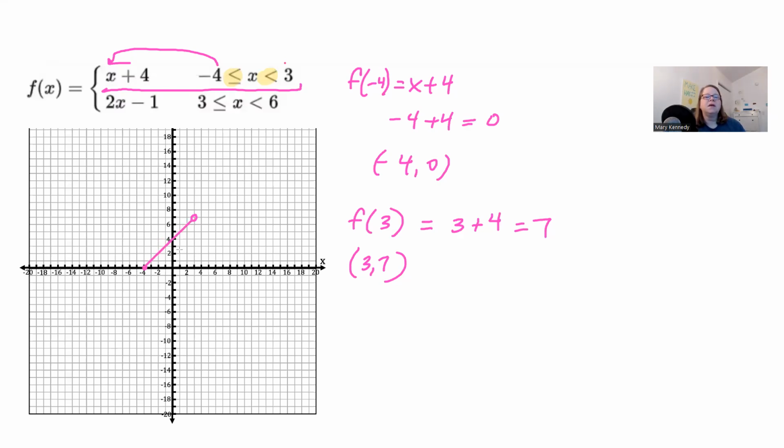Okay, so I'm going to connect the two. So in between any of the x values, those are the y values. Okay, so there's the first part. Let me change colors for the second part just so we're clear on what we're looking at here.